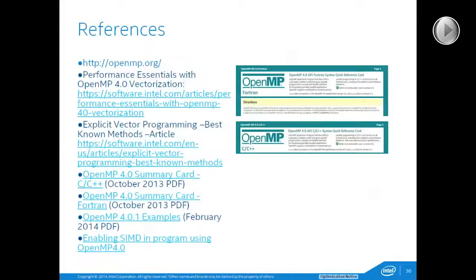Here are some references. These references will really come in handy as you ramp up on OpenMP 4.0 explicit vectorization tools. One thing I specifically want to call out is the Performance Essentials with OpenMP 4.0 Vectorization, a video series put together by Bob Chesebrough, which clearly explains the individual vectorization tools in great detail. We have also put together a BKM, best known methods documentation, on how to use explicit vectorization, or how to start targeting your code for vectorization to begin with. So this is a very good reference. Please feel free to refer to it.